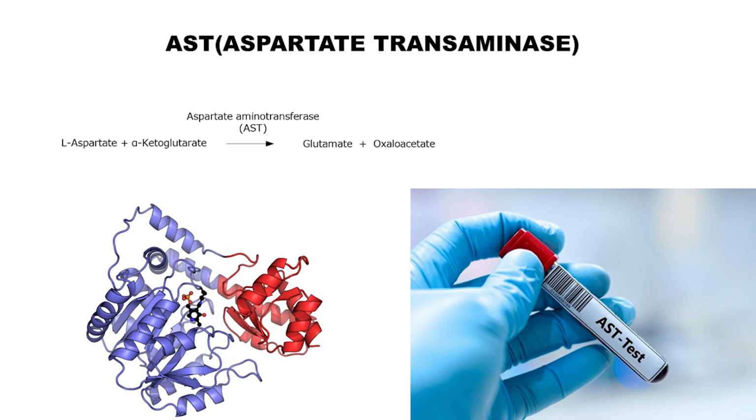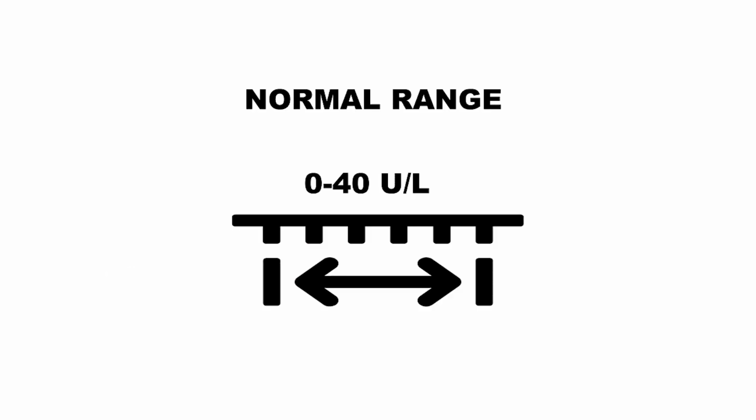Aspartate aminotransferase is an intracellular enzyme found in high concentrations in the heart, liver, skeletal muscle, and kidneys. It catalyzes amino acid metabolism and is released into the bloodstream upon cellular injury. The normal range of AST is 0 to 40 units per liter.